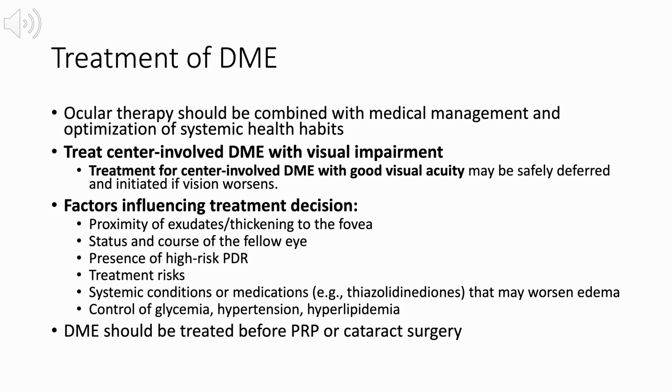Finally, DME should be treated before PRP or cataract surgery. Recall from our discussion of PRP adverse effects that photocoagulation may worsen macular edema, and we will shortly see that cataract surgery may do the same. Treating the edema first protects the macula from being destabilized by either intervention.